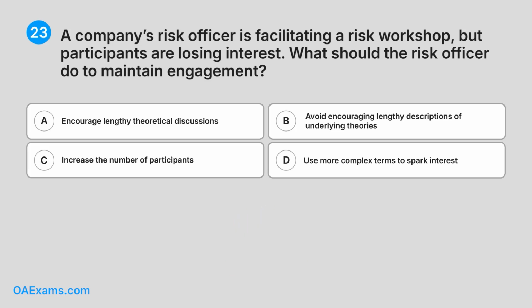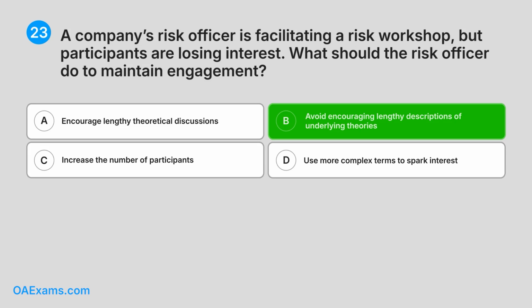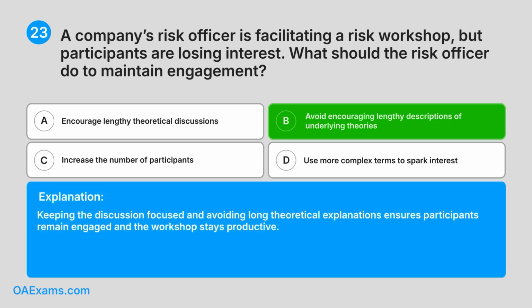Correct answer. B. Avoid encouraging lengthy descriptions of underlying theories. Explanation. Keeping the discussion focused and avoiding long theoretical explanations ensures participants remain engaged and the workshop stays productive.